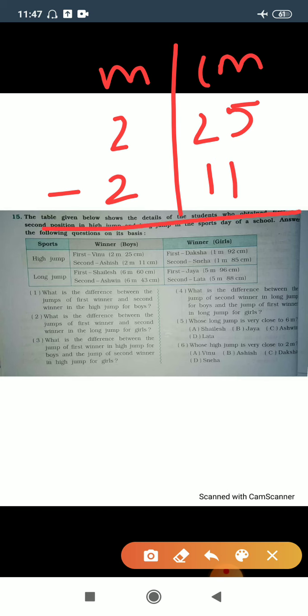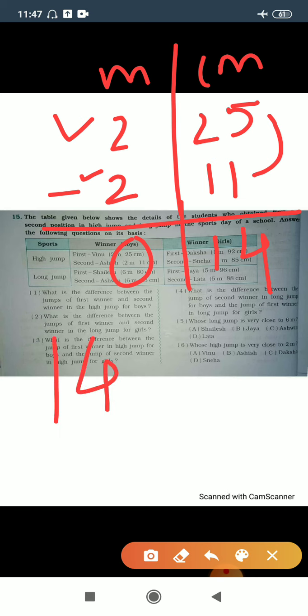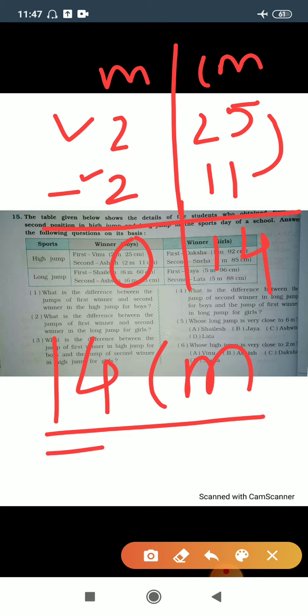So whose high jump is more? That is 2 meter 25 centimeter. Okay, and the high jump of Ashish is 2 meter 11 centimeter. Now subtract these two numbers. 5 minus 1, 4. 2 minus 1, 1. And 2 minus 2, 0. That means the difference between the first winner and the second winner of high jump is how much? 14 centimeter.